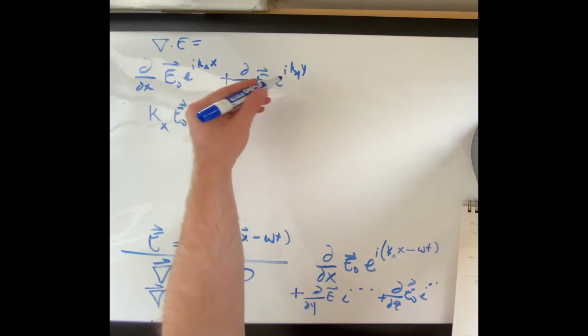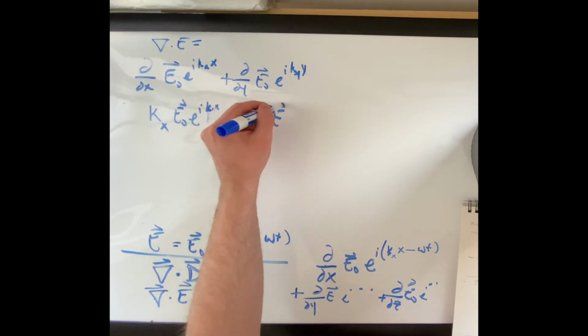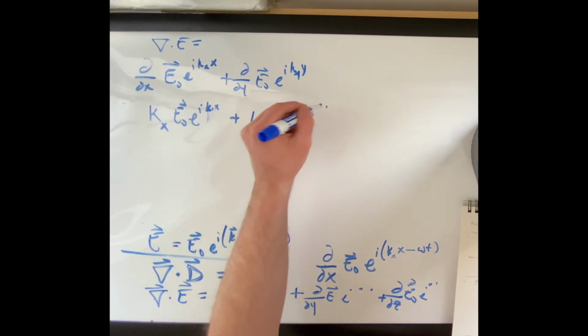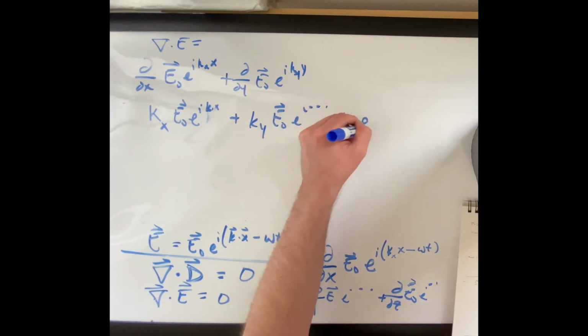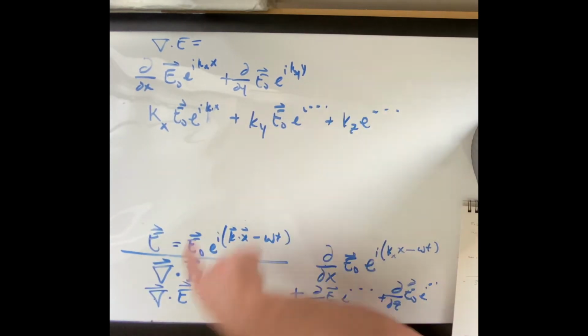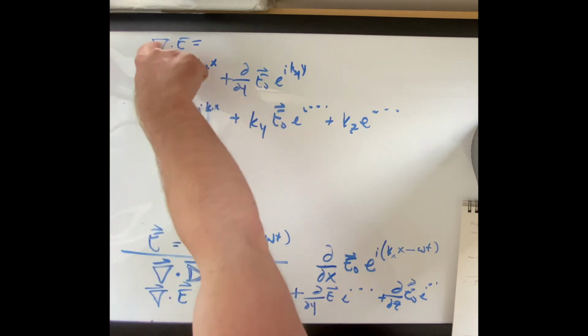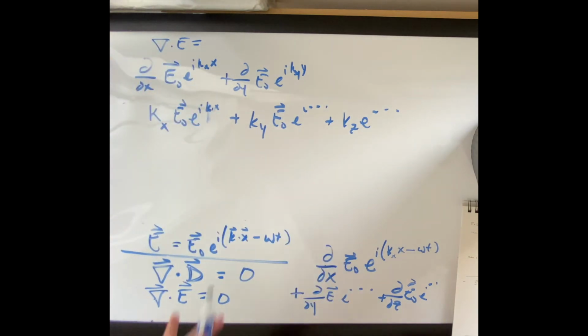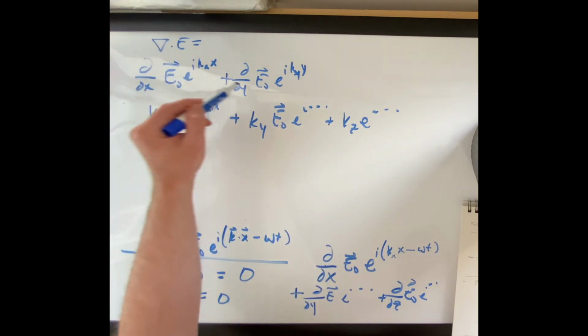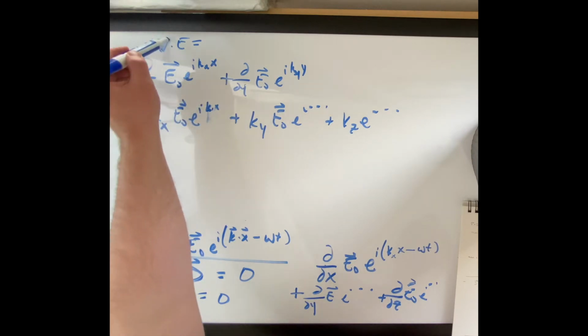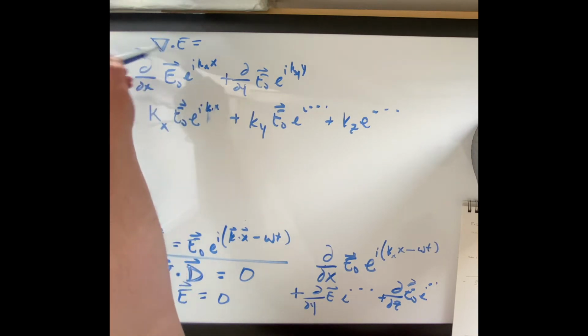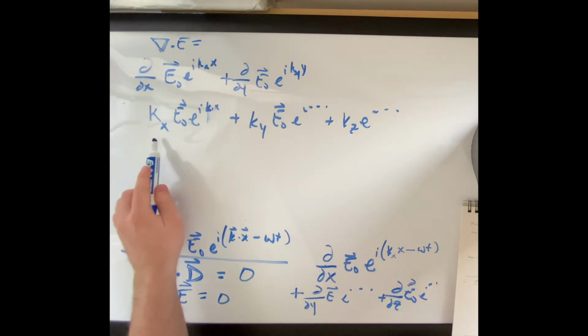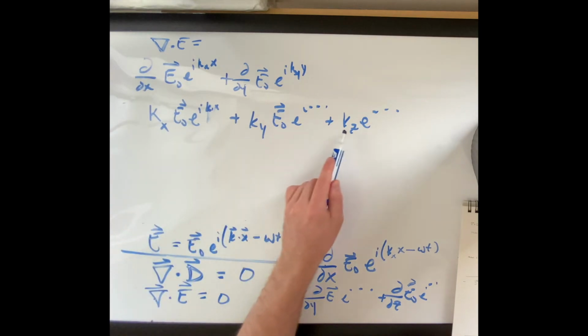Plus, this is going to bring down a ky plus kz e to, right? Because the dz of this del is going to bring down kz. So if you don't know why I'm writing these derivatives here, just look up what del dot, what the divergence means. This is the divergence of e, right? Now, this is actually just the dot product.